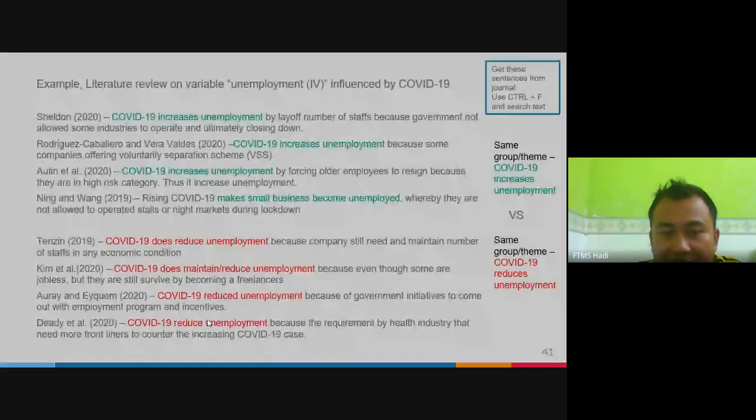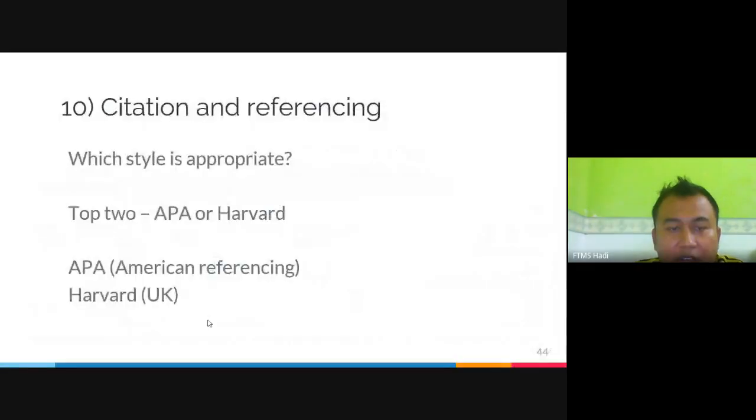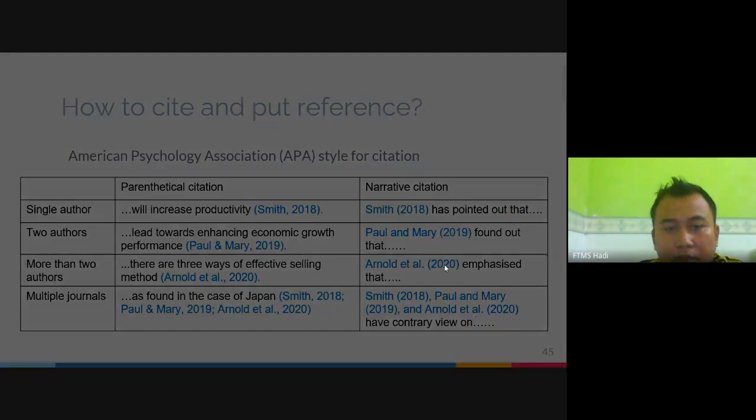Let's have a look at citation, the last part. Which style is appropriate? Yeah, the top two, APA or Harvard. I believe you know this already when you learn academic writing. I can give you this one for your references. For diploma students, later on, probably if I have some time, I will brief you on this one. Parenthetical and narrative. So you can have a look at this one on how to cite people.